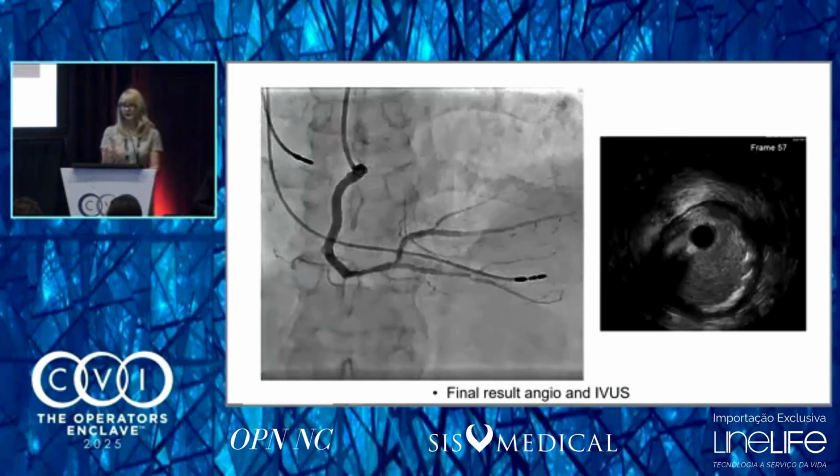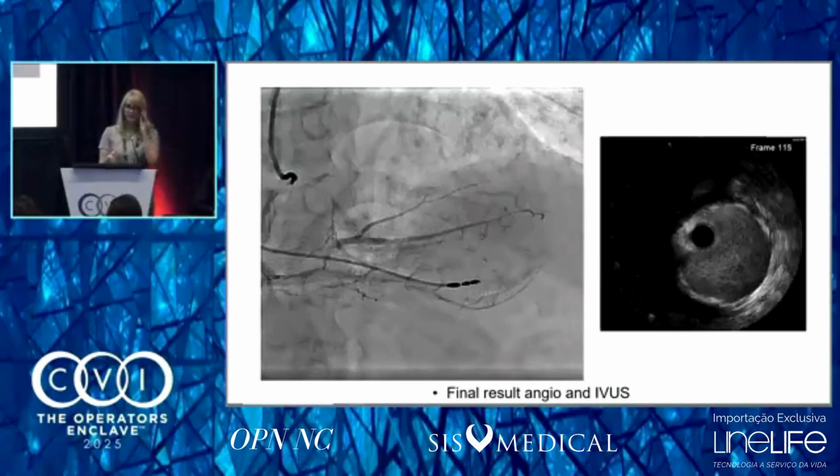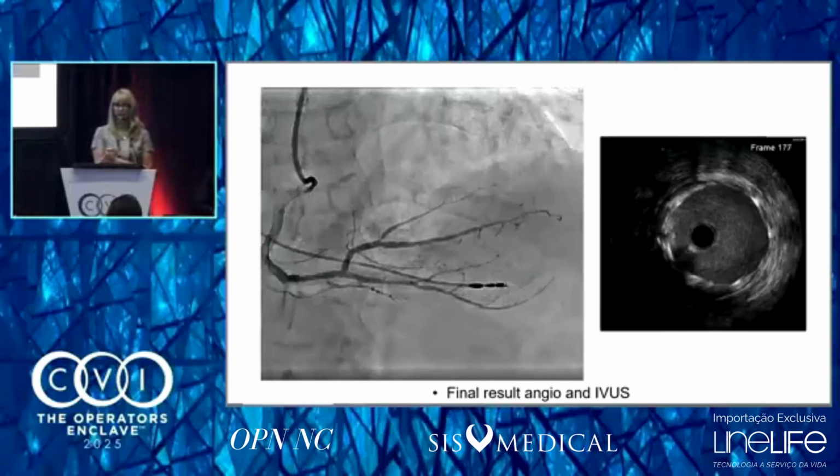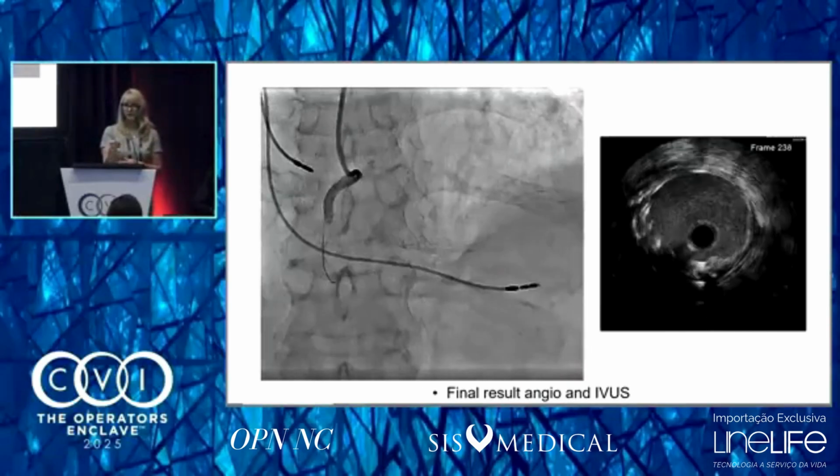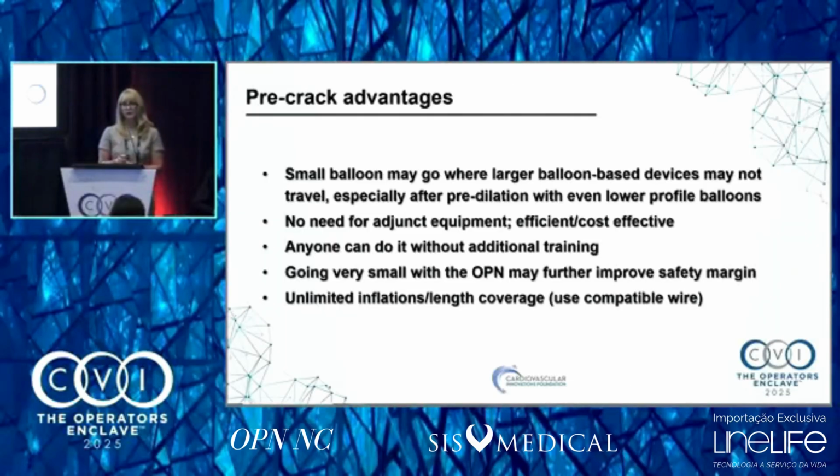I do have a complete IVUS there that does show good stent expansion and apposition throughout the vessel. And that patient has done well. So ultimately, in terms of the pre-crack technique, as for advantages, small balloons will sometimes go where larger balloon-based devices may not travel, so that can be a potential advantage, especially after you potentially dilate initially with low-profile balloons like Takiro or Sapphire. You don't need any adjunct equipment here.